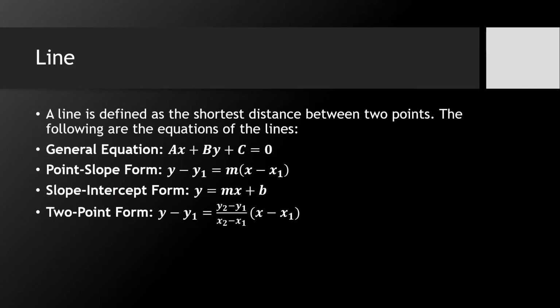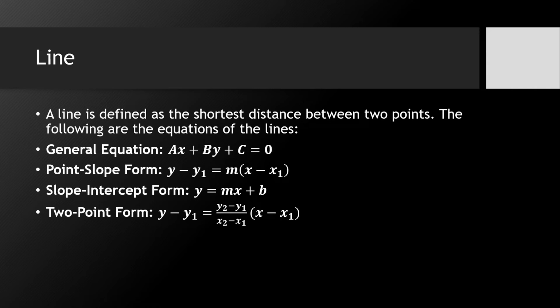A line is defined by the shortest distance between two points. The following are the equations of the lines. The general equation is ax plus by plus c is equal to 0. In analytic geometry, when you say general equation, it is usually this form, where all the other terms are equal to 0. For example, in a quadratic equation, the general form is ax squared plus bx plus c is equal to 0.